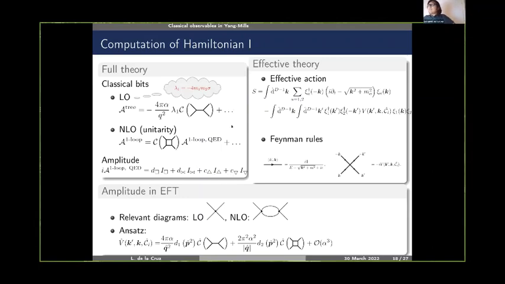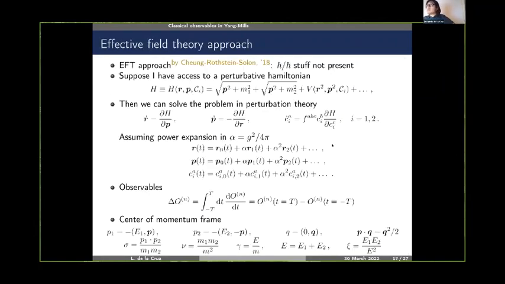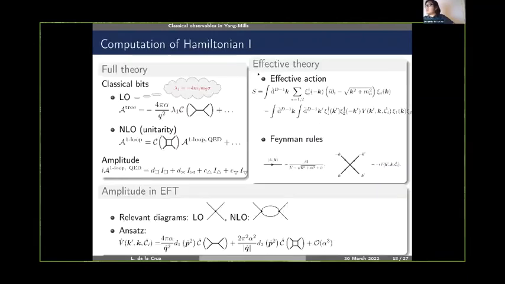And I'm going to be interested in matching this full theory calculation with an effective field theory calculation. For the effective field theory, I generalize the approach by Chang, Rothstein, and so on, and write an effective theory in which the Feynman rules are much simpler. There are only 2 of them. The diagrams relevant for this effective theory are, at leading order, just a single diagram, and then at next to leading order, this diagram.